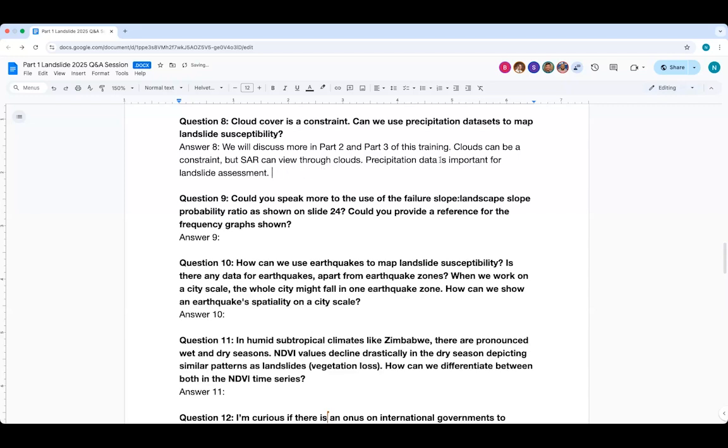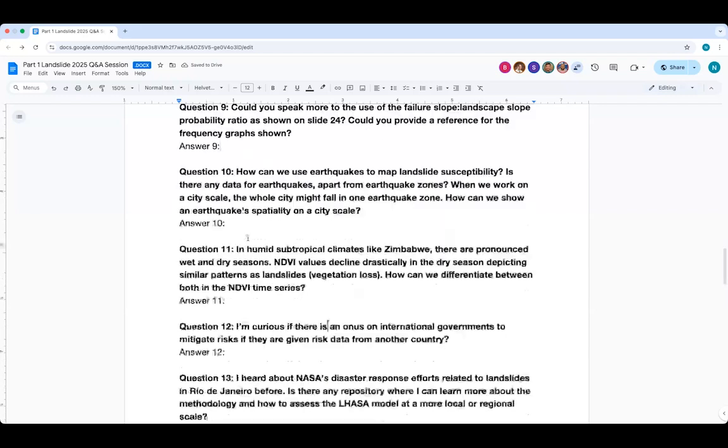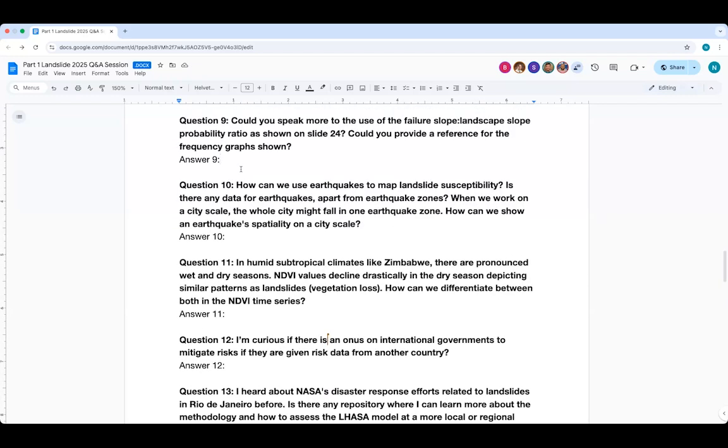Okay, wonderful, Rob. Question number 9. Could you speak more to the use of failure slope, landscape slope probability ratio as shown on slide 24? Could you provide a reference for the frequency graphs shown?